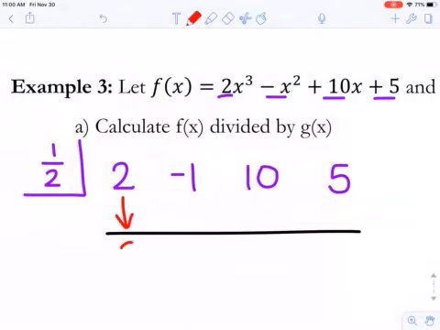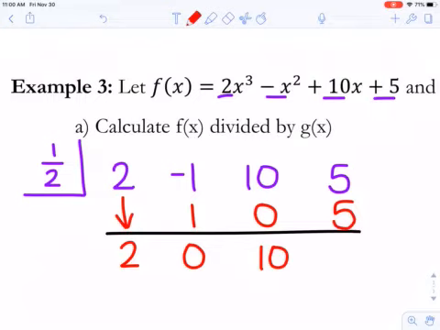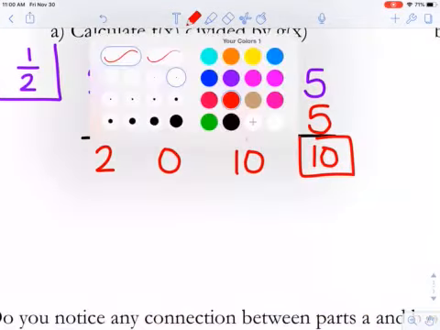Drop down the 2. Half of 2 is 1. Add those together, 0. Half of 0 is still 0. 10. Half of 10 is 5. Add those together, and we get 10. That's my remainder.